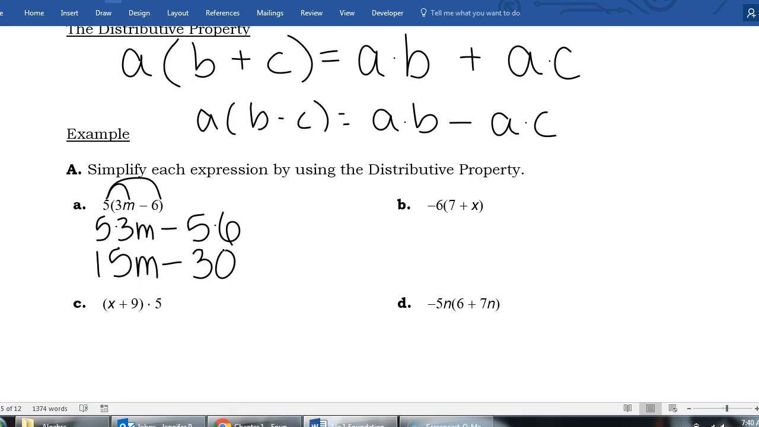Letter B, we're going to multiply here. So I'm going to write out my work again, negative 6 times 7 plus negative 6 times x. That would be negative 42, and this would be negative 6x. Now I have two options here. I like to simplify it. Rather than writing plus a negative, we write minus, but it's the same meaning. Adding a negative has the same effect as subtracting.